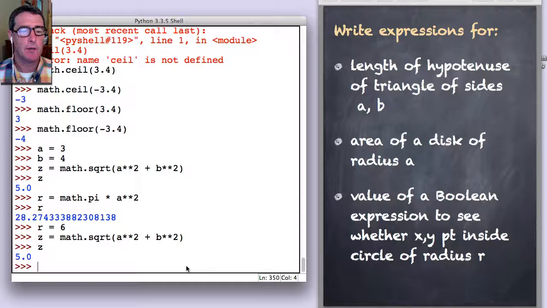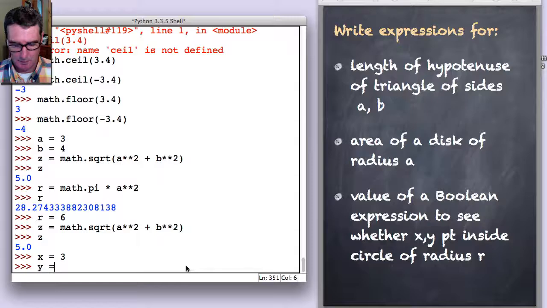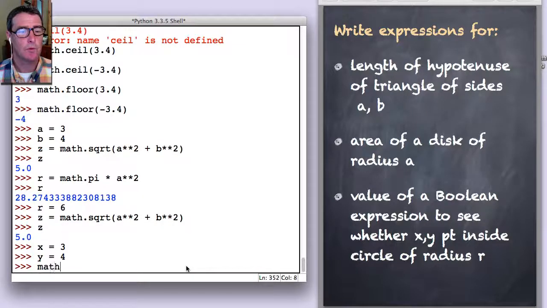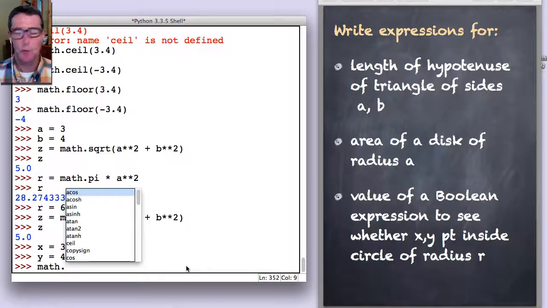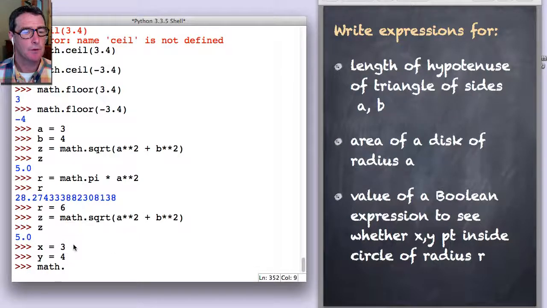And so I want to find out if that is less than my radius. So my expression, if I wanted to do it all in one statement, would be this. And let's use x and y. So we'll say x equals 3, y equals 4. So I want to find the hypotenuse of that point. And notice that if you pause, it will bring up all the functions that you can use in the math library. So you could actually choose from one here, if you didn't know. I thought you could.